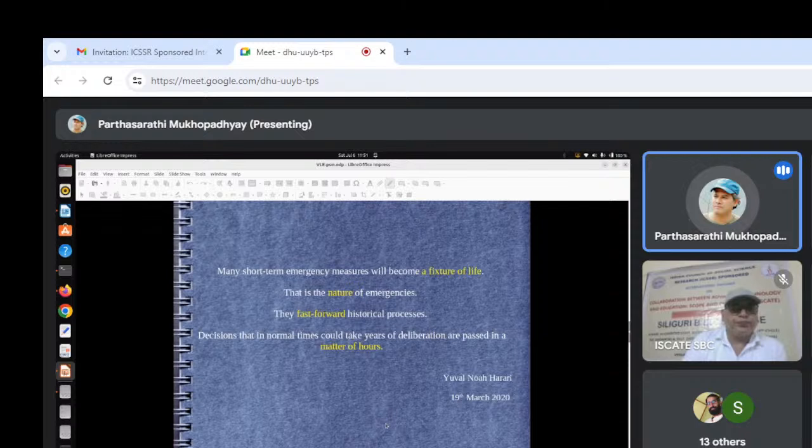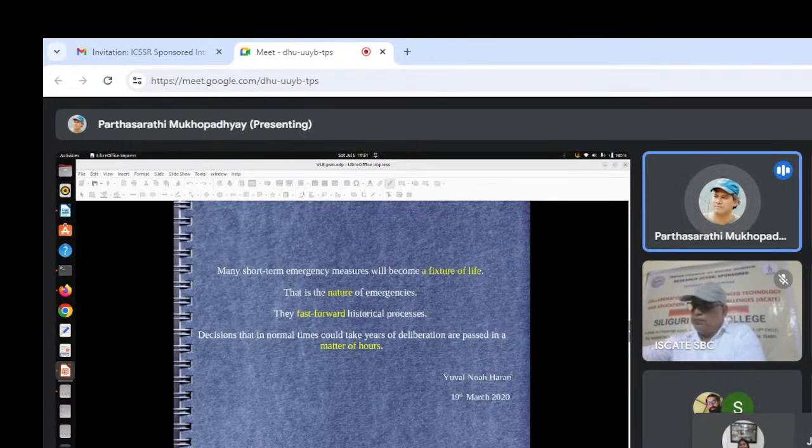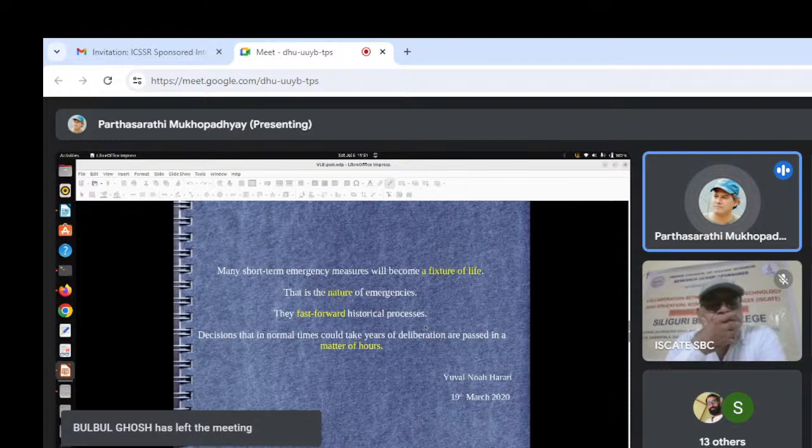So let us start this presentation with a famous quote of Harari. You all know Harari, one of the great thinkers of our time. He wrote the trilogy, Homo sapiens, Homo deus, and so on. He said at the onset of COVID, that time this was a kind of emergency, COVID-19, he said very rightly that emergencies always fast forward the historical processes.